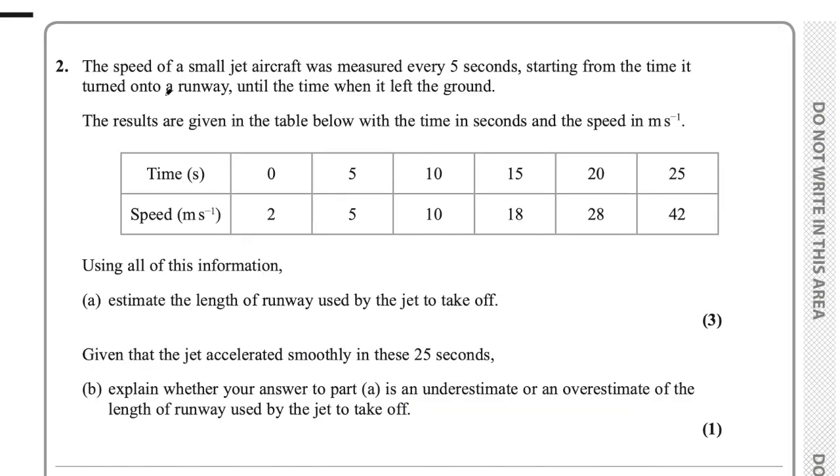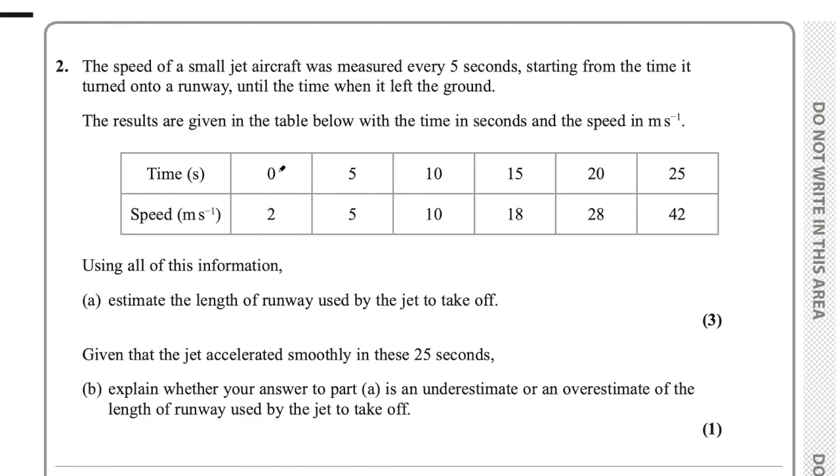Question 2 says the speed of a small jet aircraft was measured every 5 seconds starting from the time it turned onto a runway until the time when it left the ground. The results are given in the table below with the time in seconds and the speed in meters per second. Using all of this information, part A says estimate the length of runway used by the jet to take off.